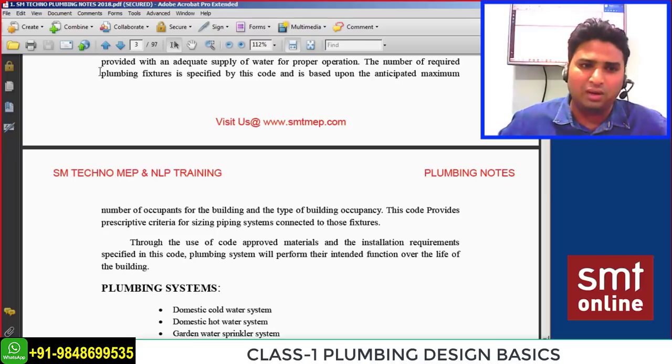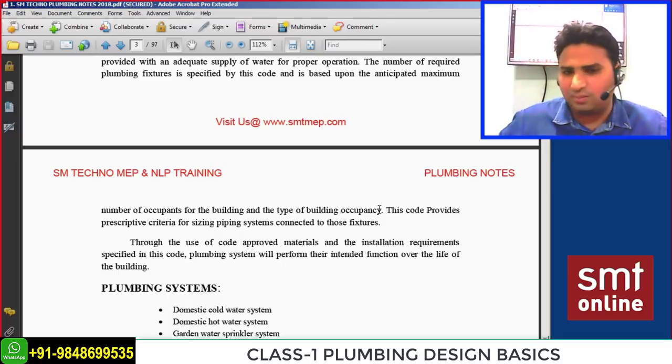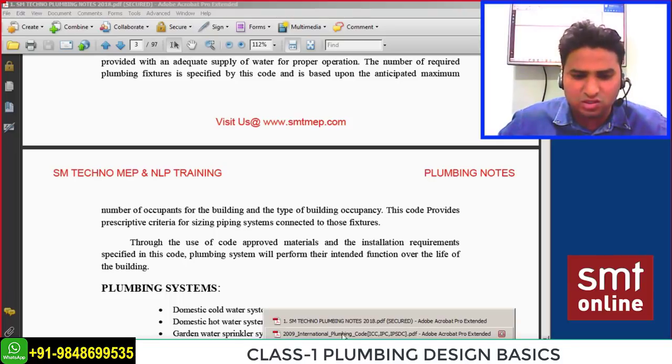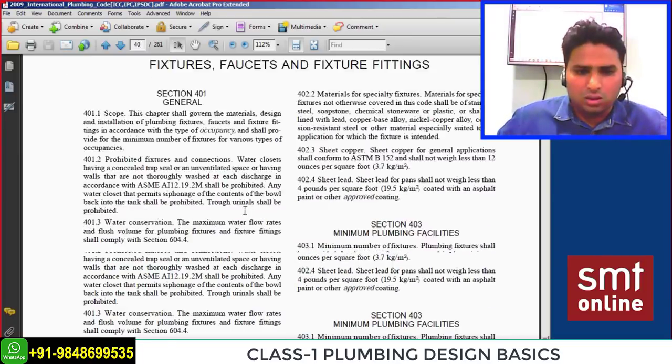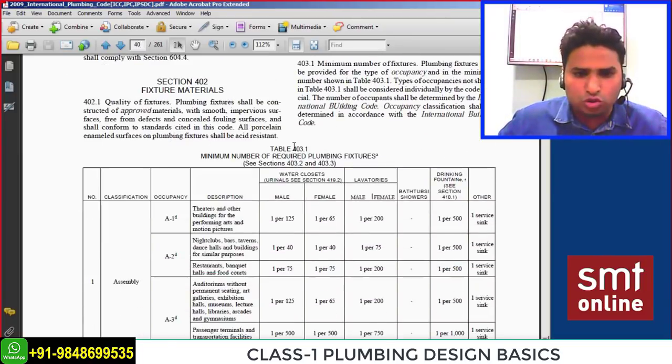The number of required plumbing fixtures is specified by this code, and is based upon the anticipated maximum number of occupants, first thing, and the type of the building occupancy. Now if you see over here, again IPC page number 55 and page number 40, and table number is 403.1.